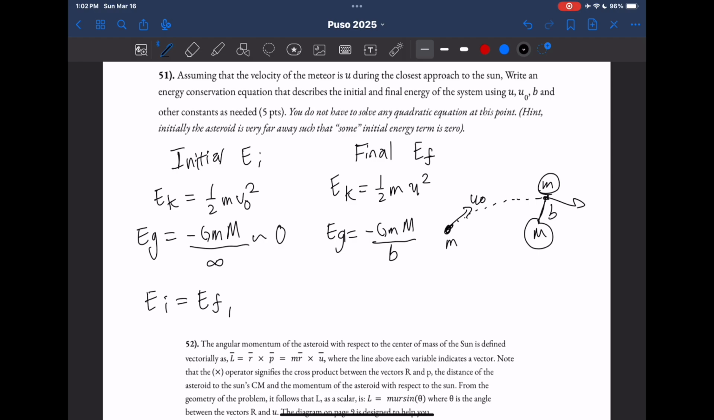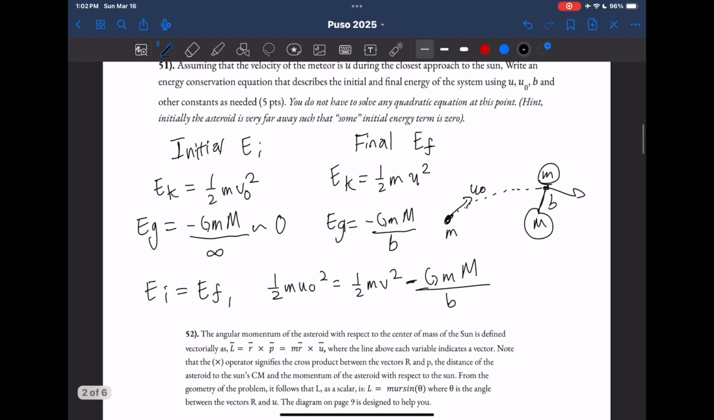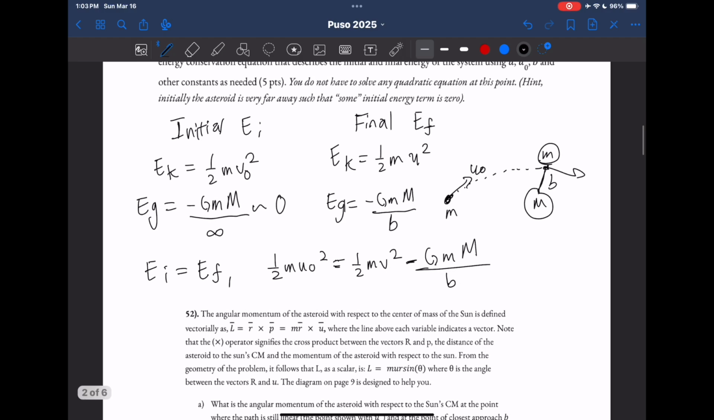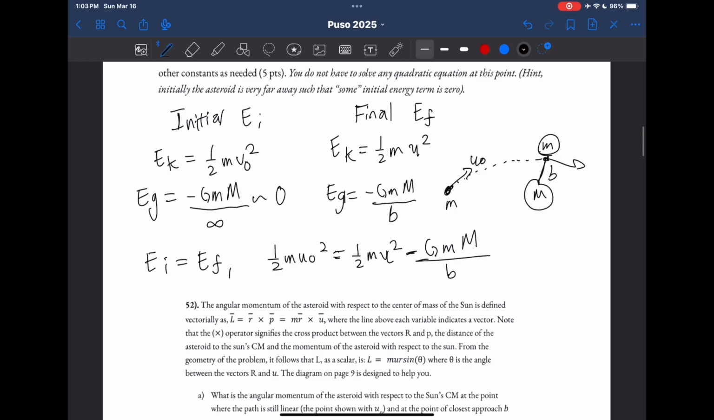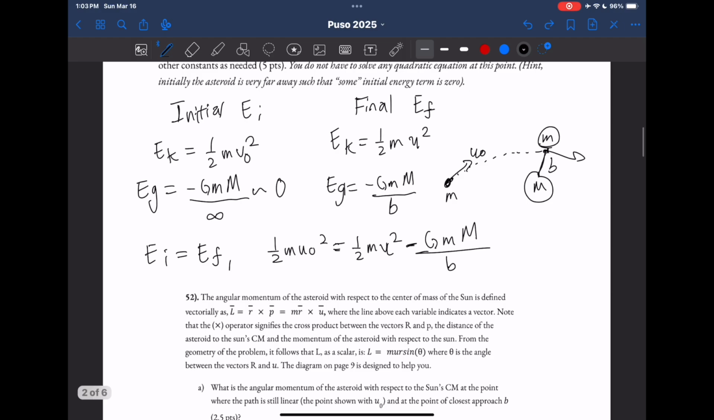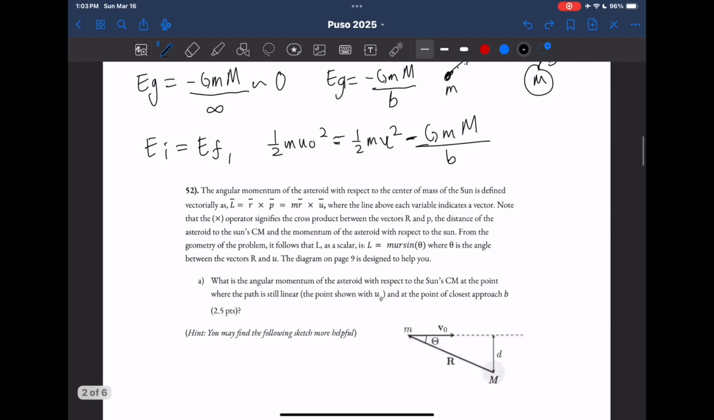We can write this E_i equals E_f, or 1/2 m u naught squared is equal to 1/2 m u squared minus G M m over b, right? And so that's our energy conservation equation. And we can use this later on to actually solve for b, because this looks kind of like a quadratic expression. So we'll do that in a bit.